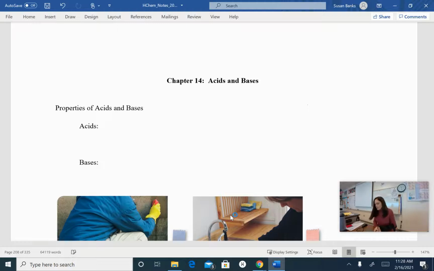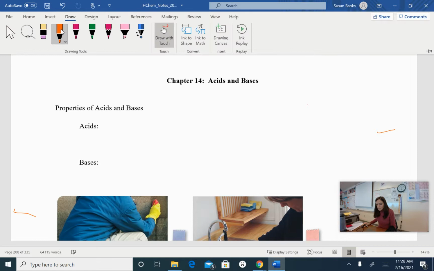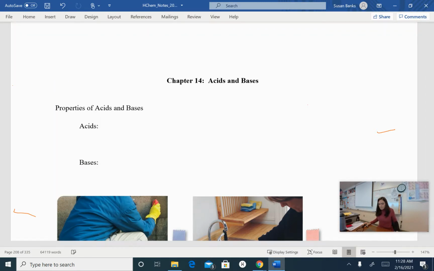All right, guys, Honors Chem, we are going to start a new unit today. We're going to talk about acids and bases and start learning about them and use our concentrations, molality, and molarity to help us understand what's going on. Okay, so properties of acids and properties of bases.